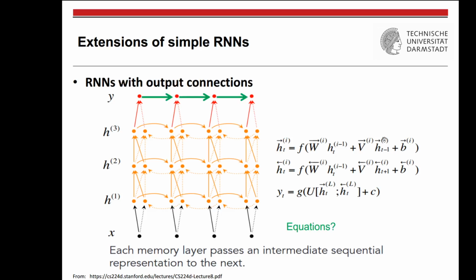Okay, what you can additionally add is forward connections at the output. Why would you want to do that? It's usually good to know which prediction the model made in the previous time step.